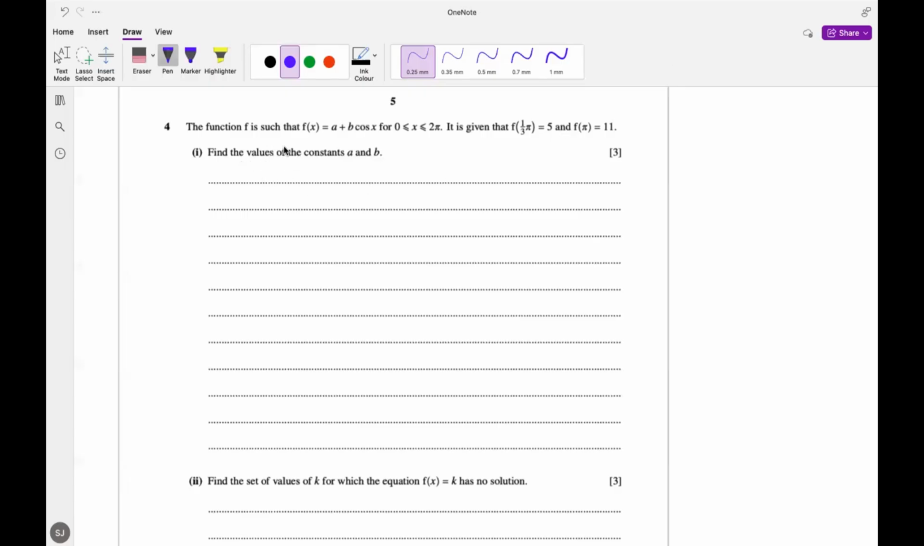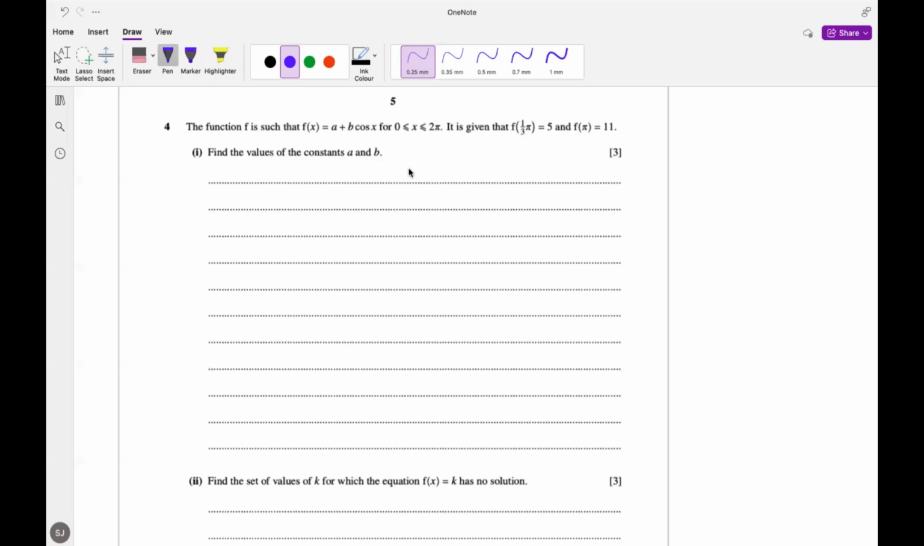In question 4, we have a function such that f of x is a plus b cos x for x from 0 to 2 pi. It is given that f of 1 upon 3 pi is 5 and f of pi equals 11. We have to find the values of the constants a and b. Now, as there are two constants over here, two unknowns, we'll be forming 2 equations and solving them simultaneously.